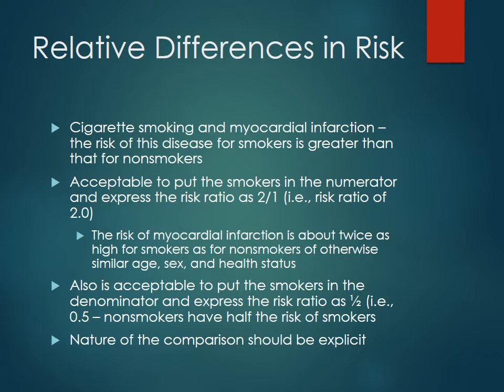So it'd also be acceptable to put the smokers as the denominator and express the risk ratio as a half. So say 1 divided by 2, or say 0.5, and saying that non-smokers have half the risk of smokers. So if you flip the numerator and denominator, just remember what that means for what population you're speaking about, whether they're exposed or unexposed. So again, be explicit in the nature of your comparison to make sure you don't get things flip-flopped and make it look like people who don't smoke have more MIs, because we know that's not the case.